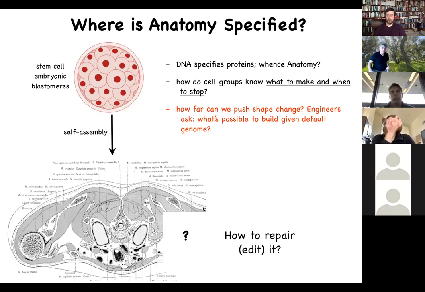As workers in regenerative medicine, we'd like to know if a piece of this is missing, what do we communicate to the cells to get them to rebuild it? And as engineers, we'd like to ask, well, actually, how far can we go with this? Can we get the cells to make something completely different?